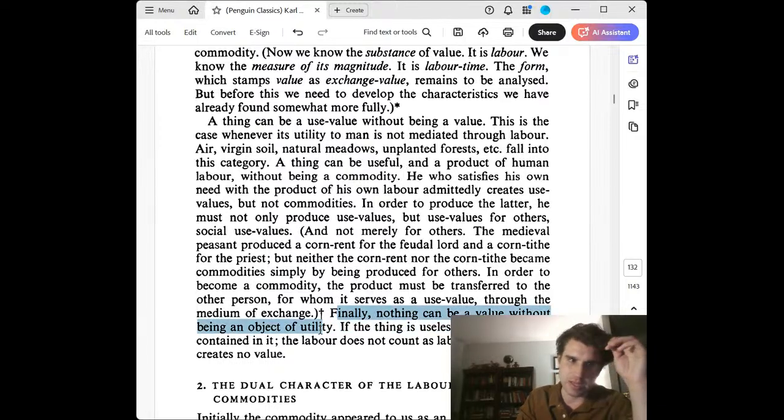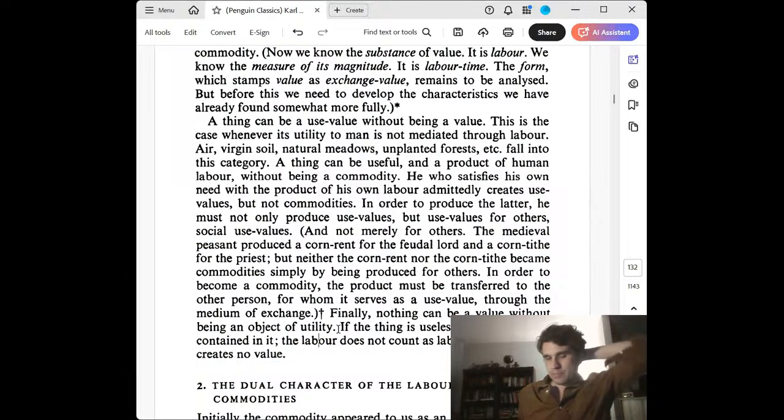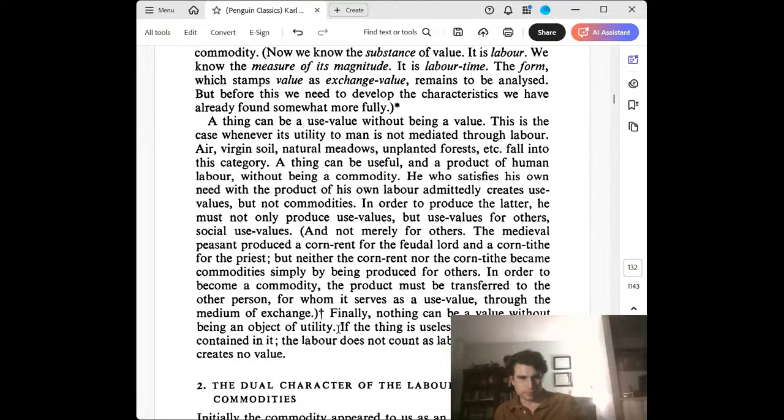Finally, nothing can be of value without being an object of utility. If the thing is useless, so is the labor contained in it. The labor does not count as labor and therefore creates no value. So labor can only create value if it creates something useful. Like if I dig a hole and then fill the hole back up, how much am I getting paid for, what? You didn't do anything useful. The labor has to be labor that someone finds a use in.